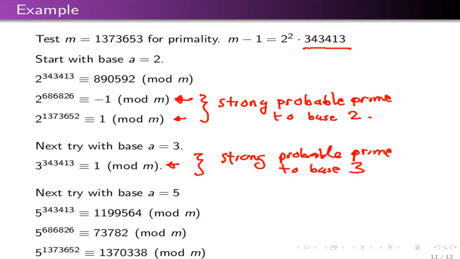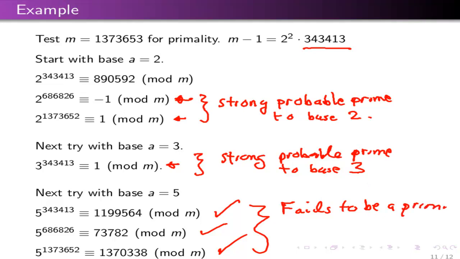So we go on to the next base, which is 5. This time 5 to the 343,413 is this value. Square both sides, I get that one. Square both sides, and you are way off. We don't even get that it's a probable prime to the base 5. So here clearly m fails to be a prime. So M is composite. So that's the idea of the test. You just keep increasing your base until you get to make a decisive conclusion.